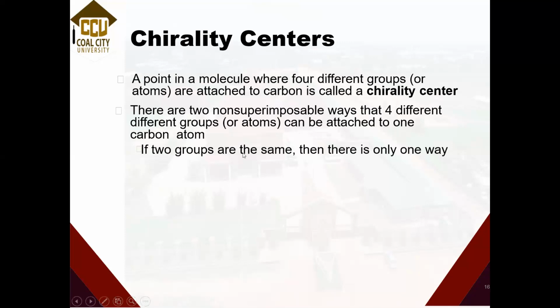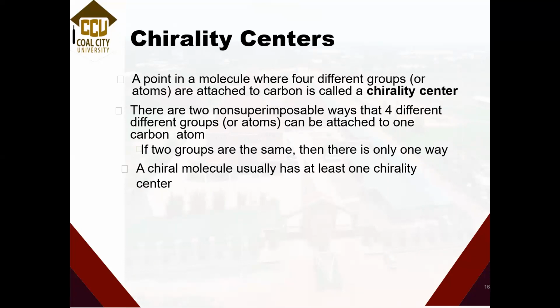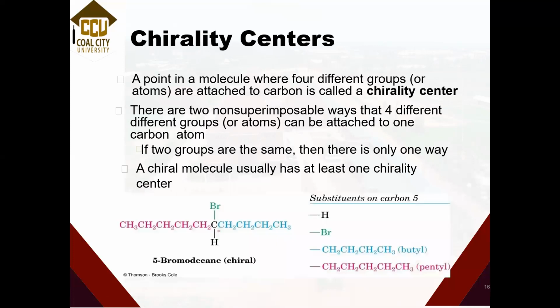There are 2 non-superimposable ways that 4 different groups or atoms can be attached to one carbon atom. If 2 groups are the same, then there's only one way. A chiral molecule usually has at least 1 chiral center. Take note of that. Before we say a molecule is chiral, it means it has at least 1 chirality center. So if I give you a molecule and I tell you to tell me if this molecule is chiral or not, you must be able to identify at least 1 chirality center in that molecule. It can have 2, 3, 4, 5, and so on, but it must have at least 1 to be chiral.